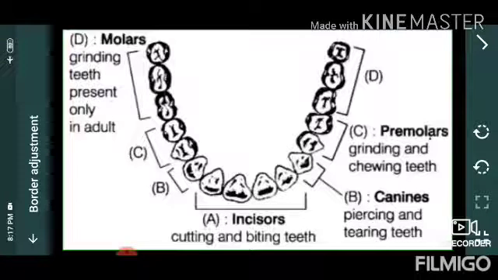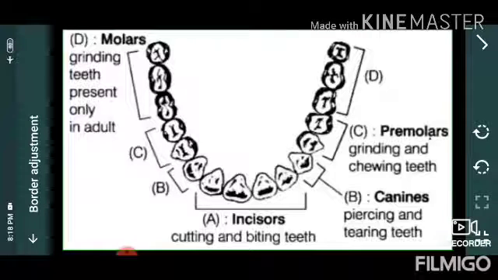Let us see which are the sets, what they are called and what their functions are. The first set is incisors, also called milk teeth, which fall in children when they are around 6 to 7 years of age. They do the work of cutting and biting the food, therefore they are called cutting and biting teeth. The next set is canines, represented by capital B, situated on both the left and right sides of our mouth. Their function is piercing and tearing the food, therefore they are called piercing and tearing teeth.